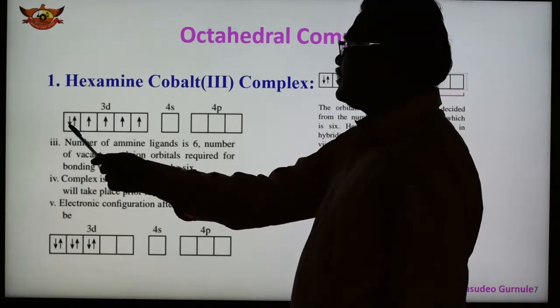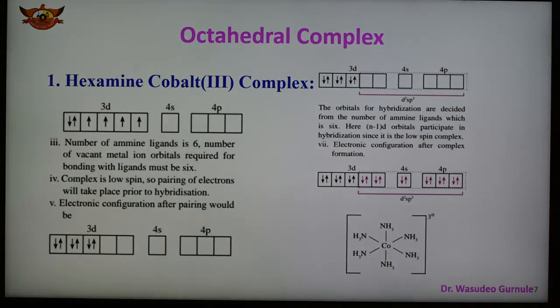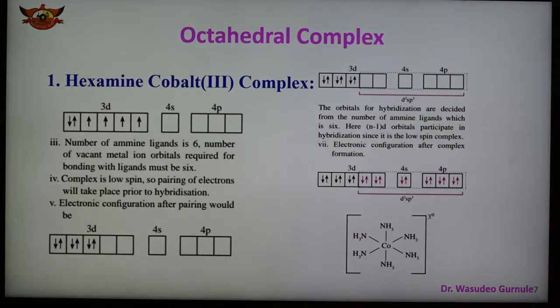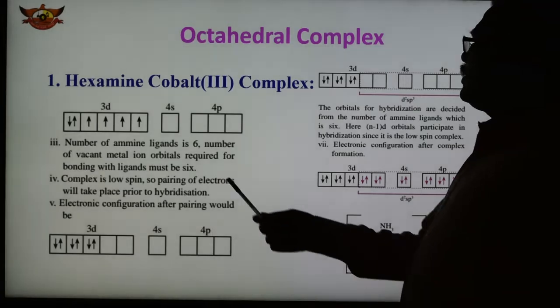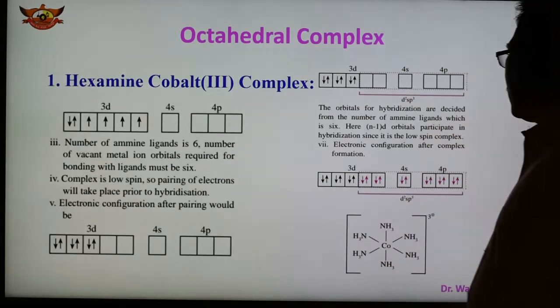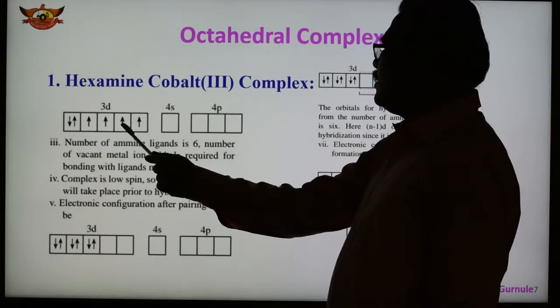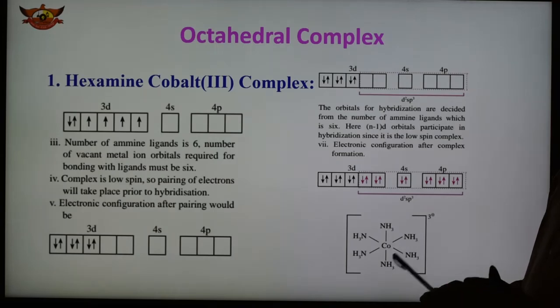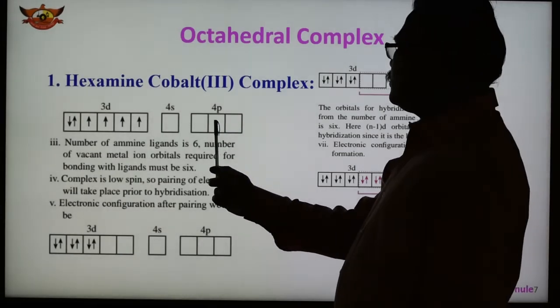So 3 electrons are lost, and the remaining electrons are here. These are the 5 and 6, total 6 electrons in the 3d orbitals. Here the 3d orbitals have these 6 electrons, and this is the octahedral complex, and the 6 ligands are there, and therefore we require 6 vacant metal orbitals. So here 1, 2, 3, 4 orbitals are vacant, but now we require 2 more orbitals of 3d. We require a total of 6 d orbitals.